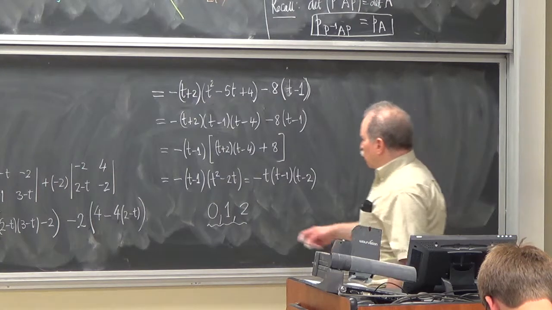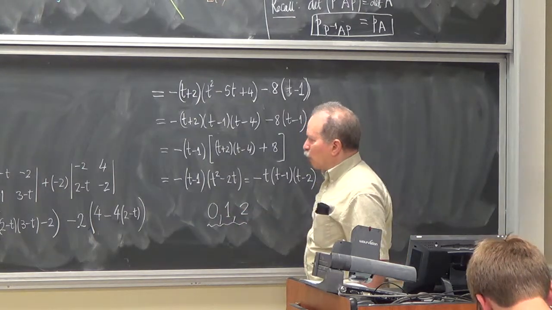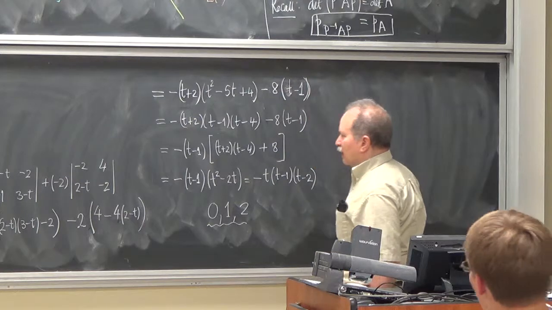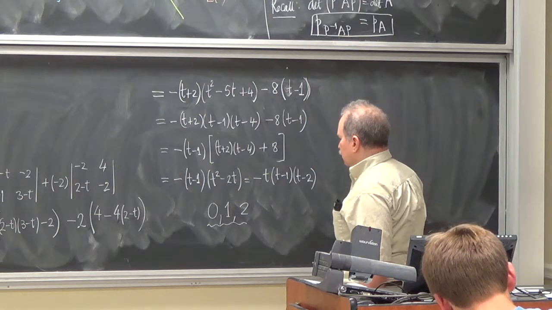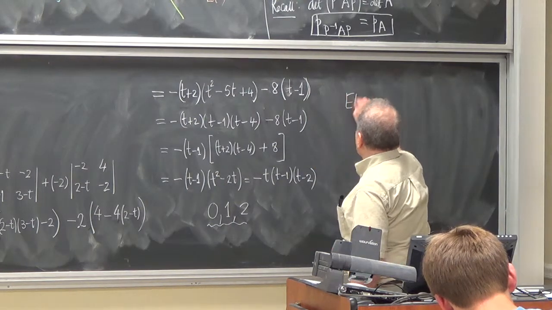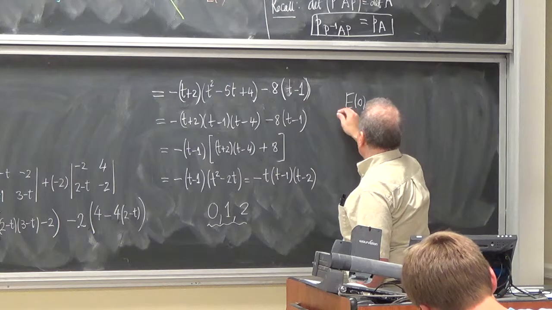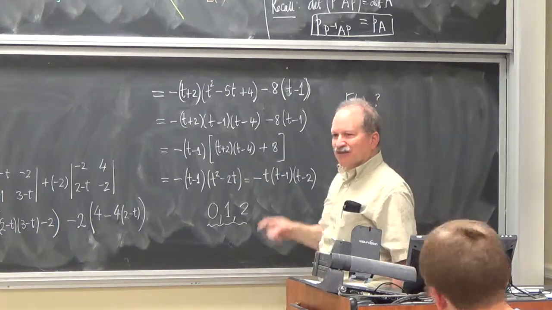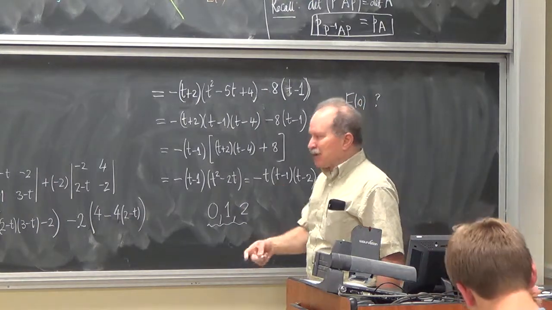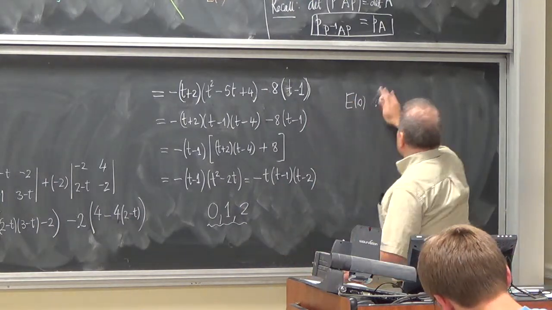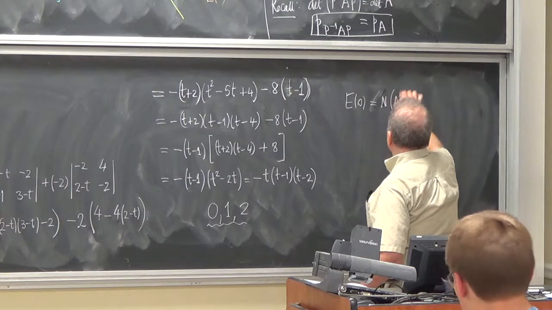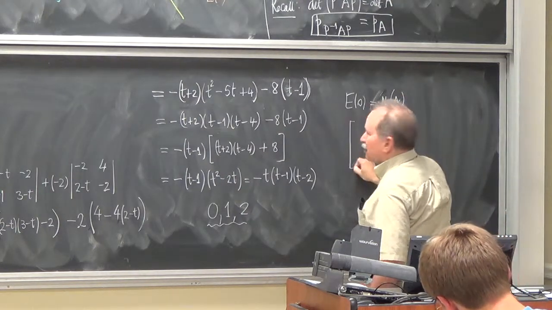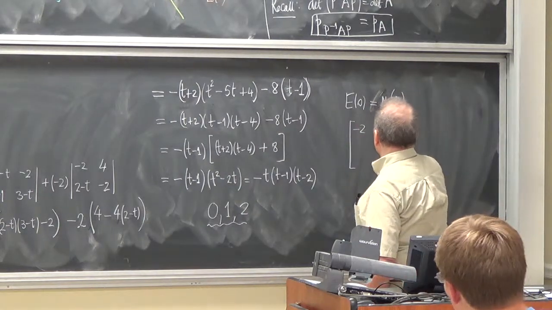So what are the eigen... I don't want to do all three of these, but let's do one eigenspace just for practice. E of 0, all right. So I want the null space of E of 0. It's just the null space of A. So I'm going to take A and try to remember how to do null space.